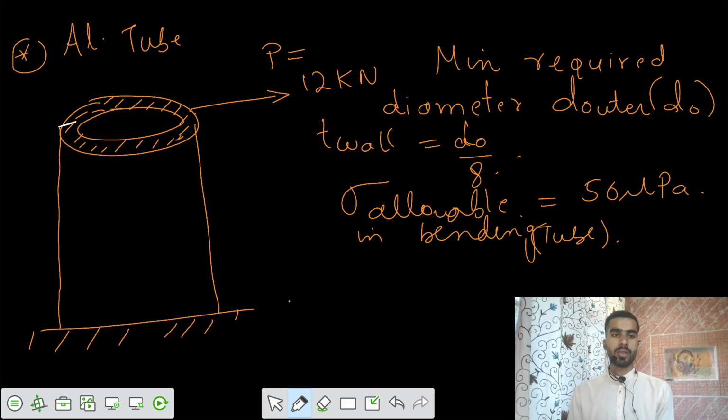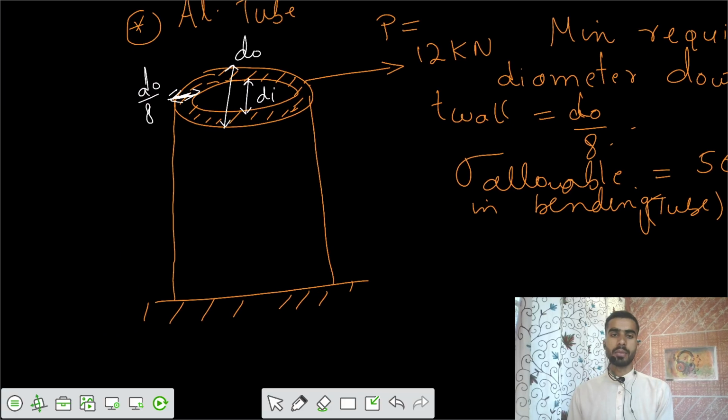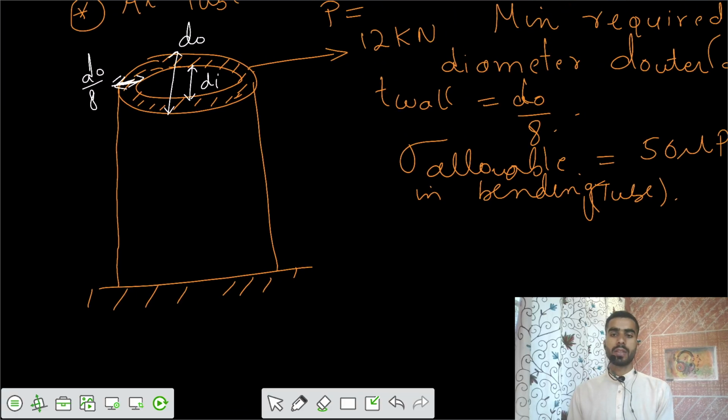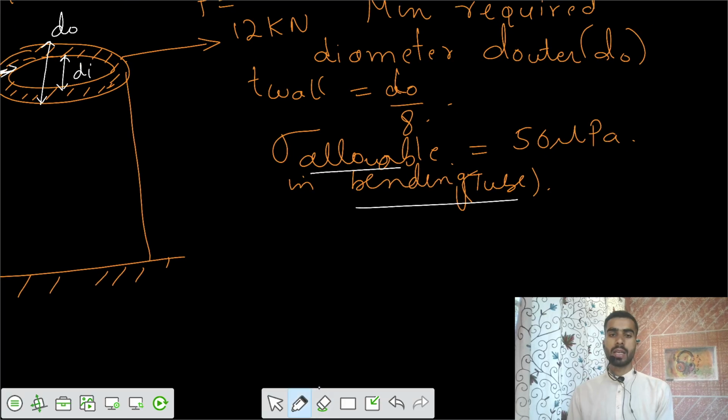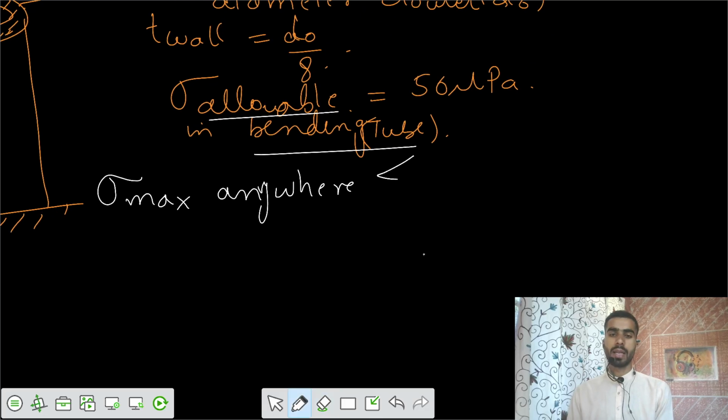So the thickness, we can say this is the thickness, that is d naught by 8, and let's say this is the outer diameter, d outer, and this is the inner diameter, d inner. So let's take the outer diameter as d naught and inner diameter as di. So if the allowable stress is this one, that means the maximum stress, sigma max anywhere, should be less than or equal to 50 megapascal.